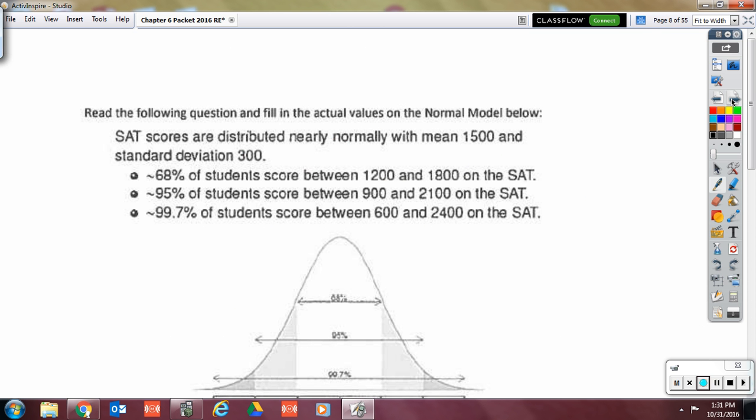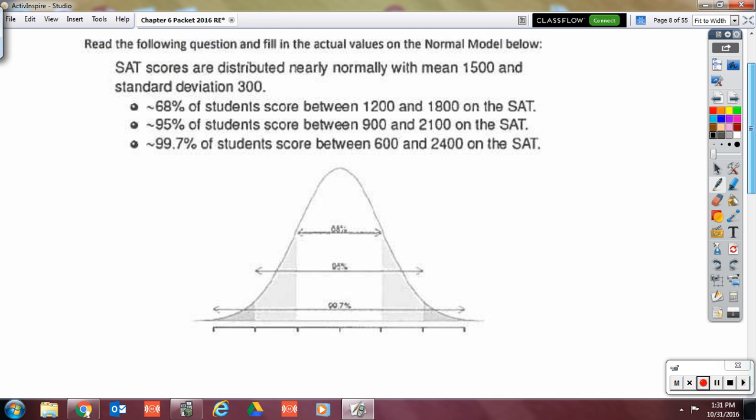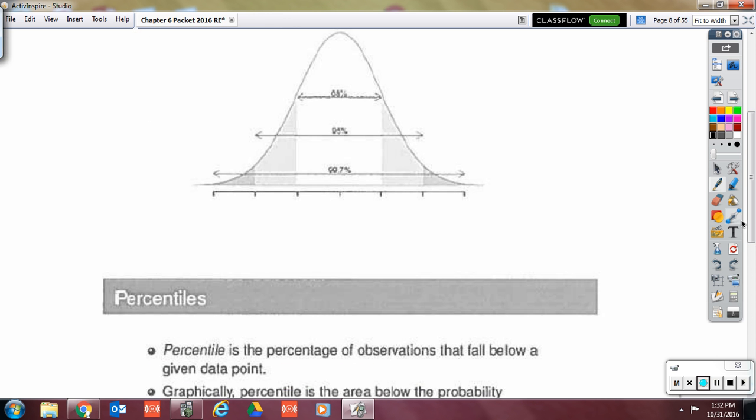Moving on. So let's take this and put some context to it so it can start making a little more sense in the real world. SAT scores are distributed nearly normally with a mean of 1,500 and a standard deviation of 300. So I want you to put those values on this curve. The mean is, what did it say, 1,500? So that must be the SAT when it had the writing part in it or something. So put your 1,500, and then how would I get one standard deviation up?